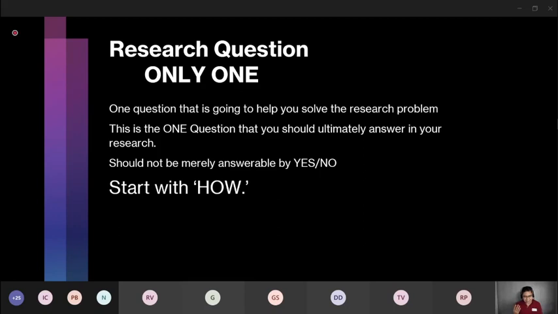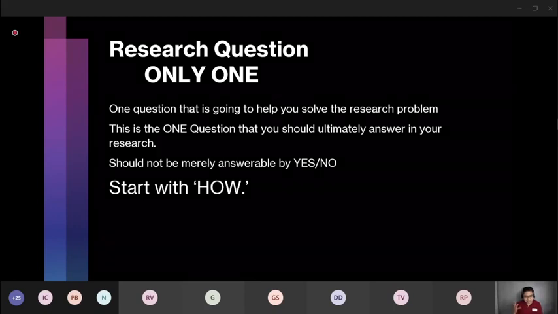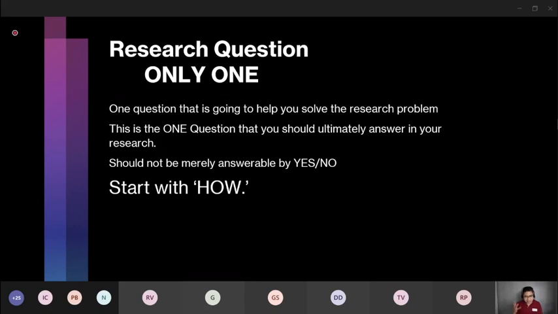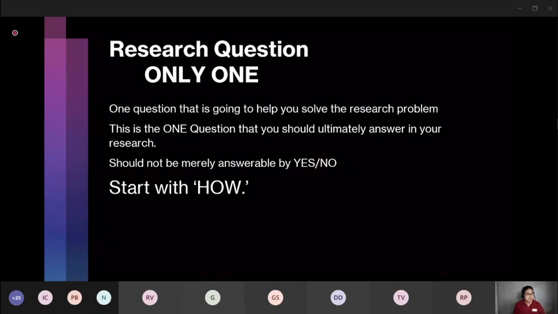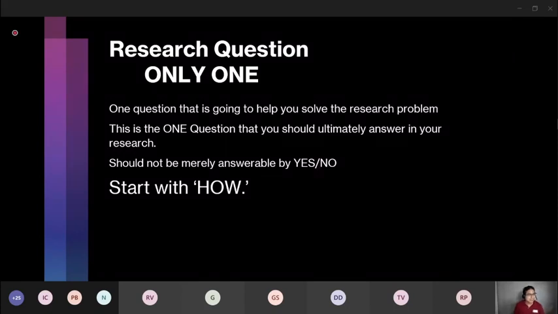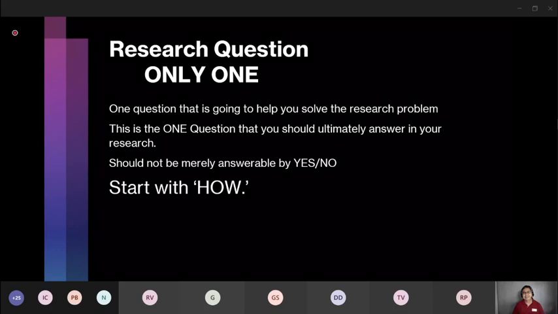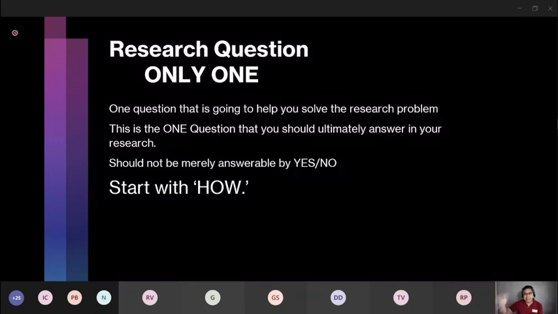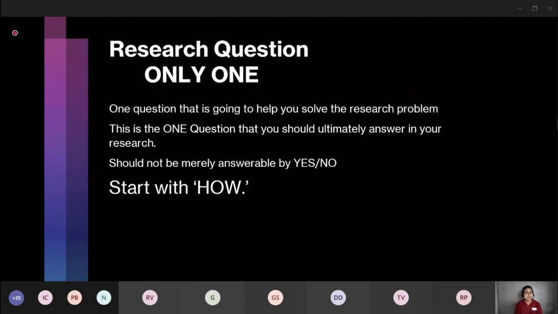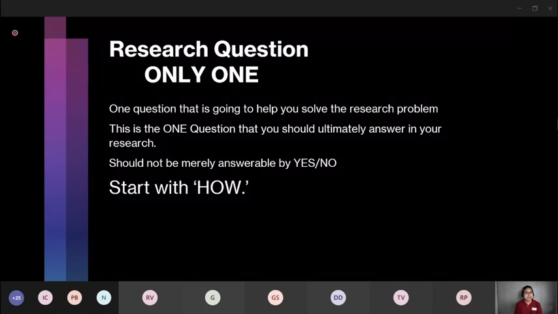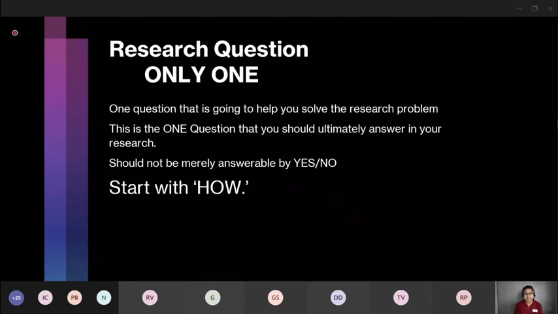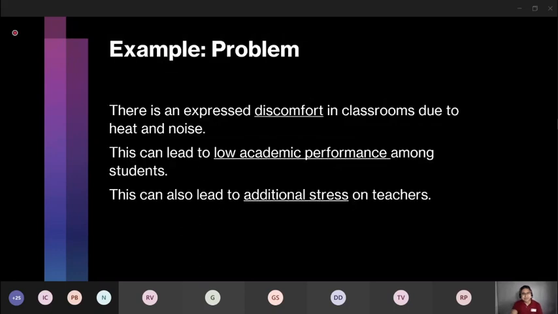Then don't forget about the impact. The impact is something far-reaching. For example, what is the impact of air conditioning on students? It is very difficult, even impossible, to measure the impact in just a few weeks. So be careful with the word impact. Now, any questions so far?